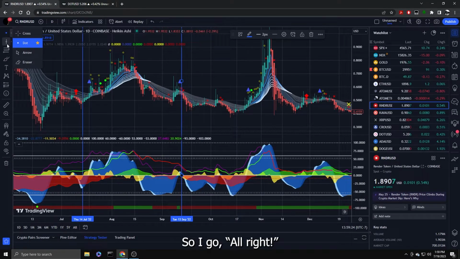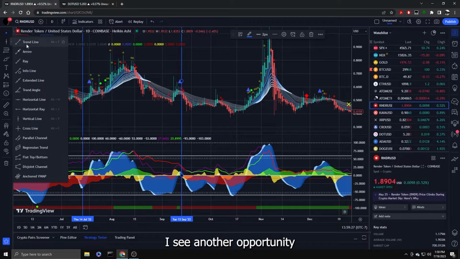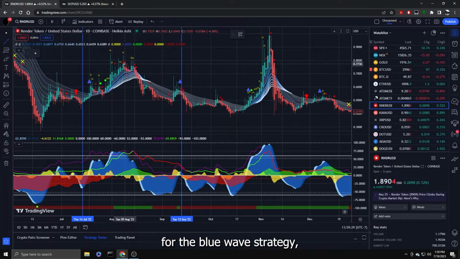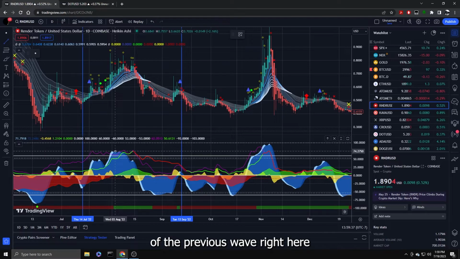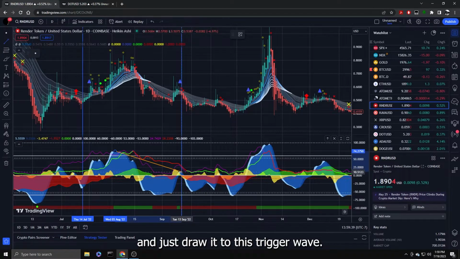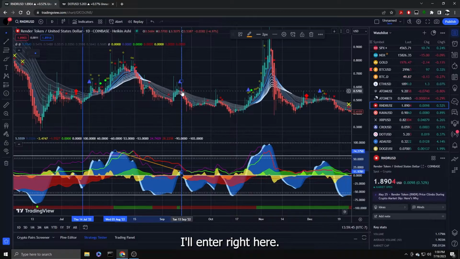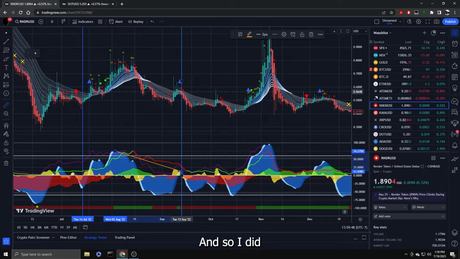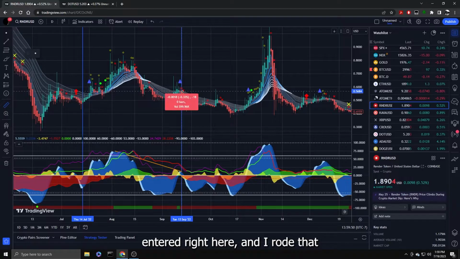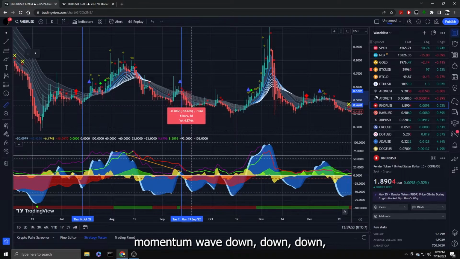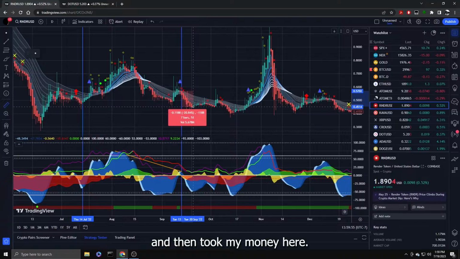So I go, all right, I see another opportunity for the blue wave strategy, only this time with a short. So we'll take the peak of the previous wave right here and just draw it to this trigger wave. I'll enter right here. And so I did. Entered right here, and I rode that momentum wave down, down, down. And then took my money here. I could have continued, but I took a 20% profit on the short over the next week.